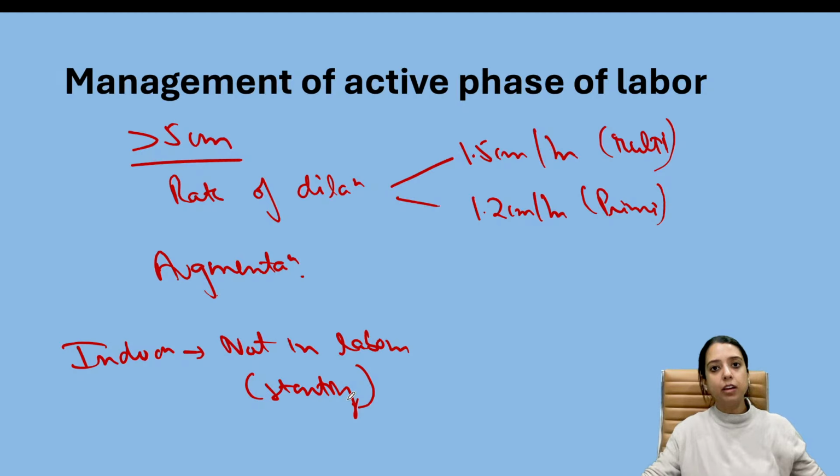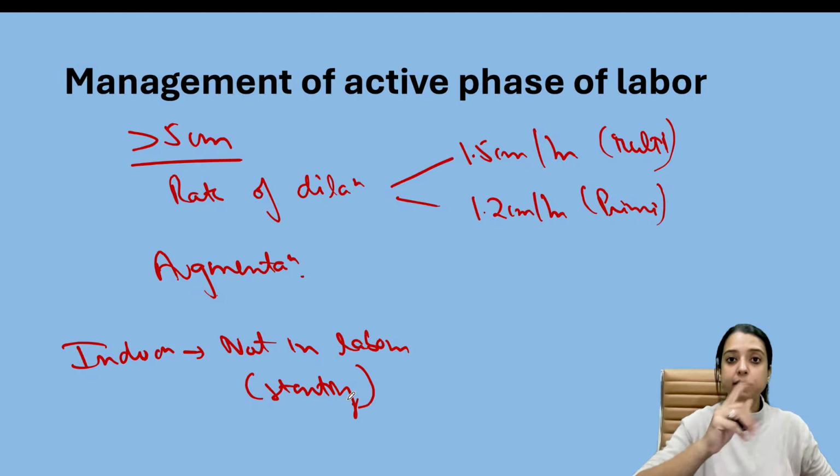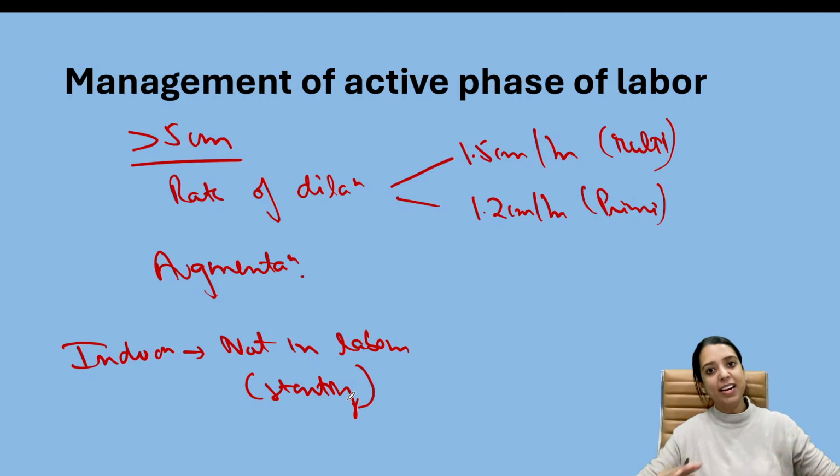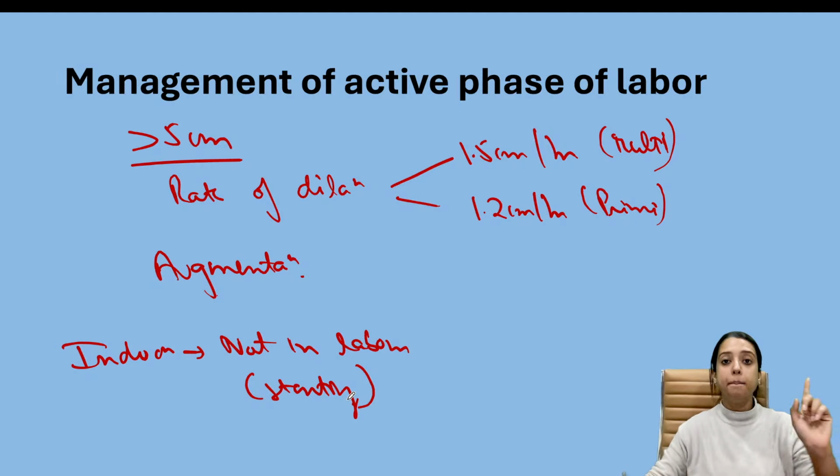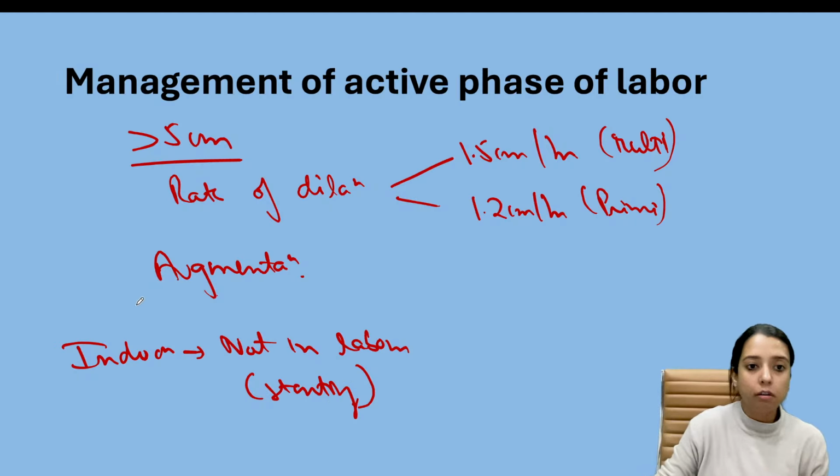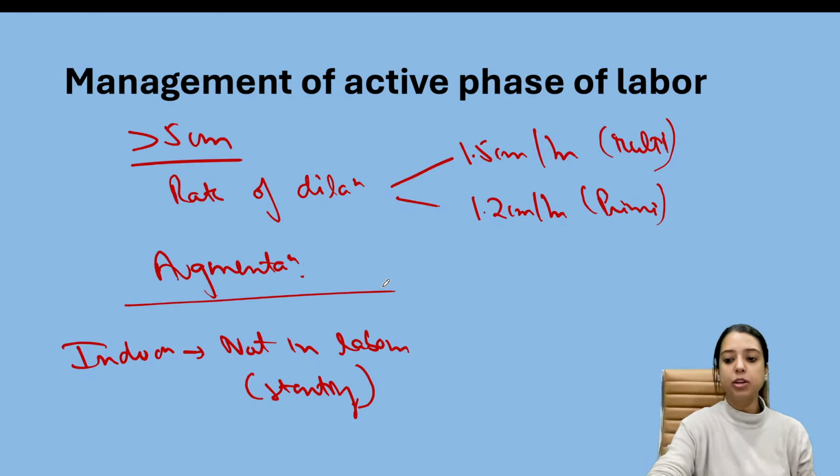Patient hypertensive है, she is not in labor, but it is severe hypertension. You start the labor, that is induction. Patient already in labor, but it is slow, that is augmentation. Why I'm telling you that?